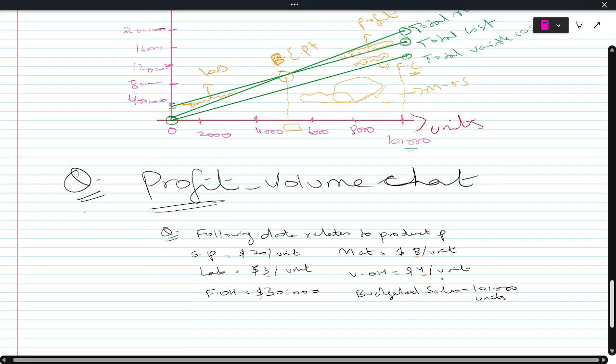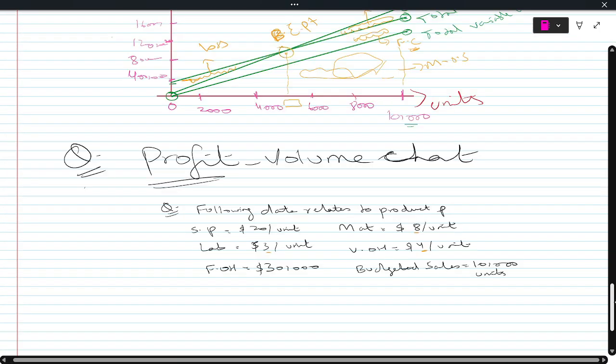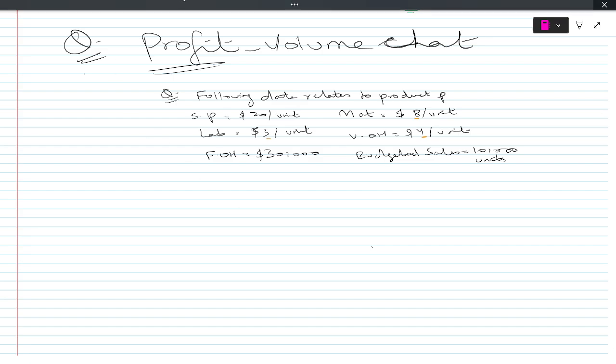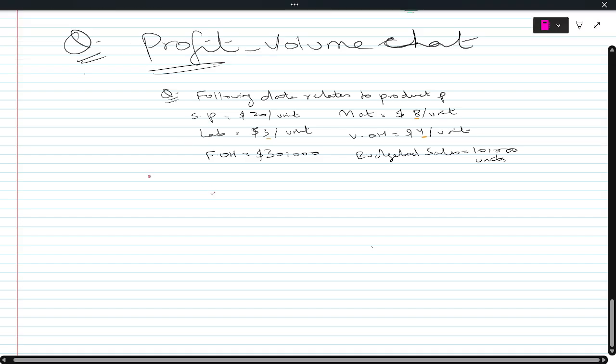The question that we'll be taking as an example is the same question that we used for the contribution chart and the break even chart. Just to make things easier, we'll be using the same question. So the profit to volume chart is not like the break even chart and the contribution chart. It's very much different, so that is exactly what we'll be looking at.